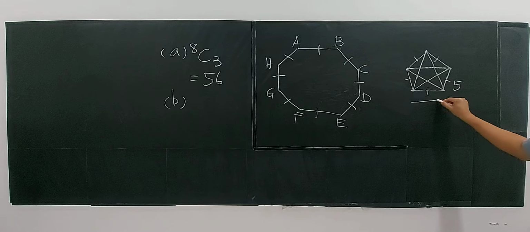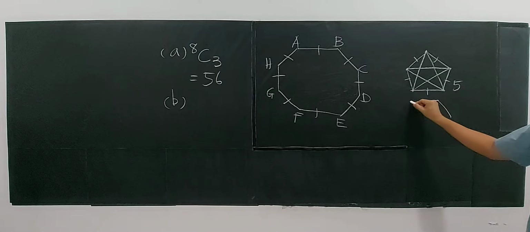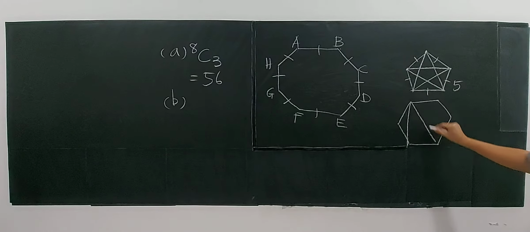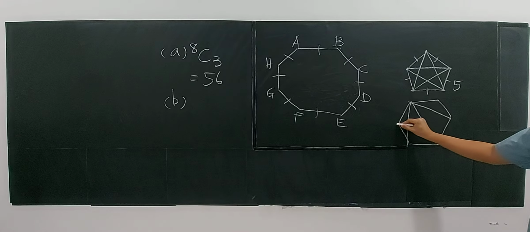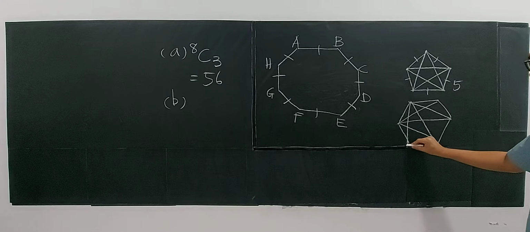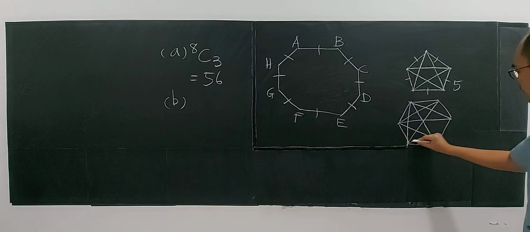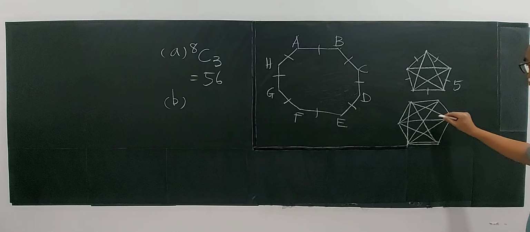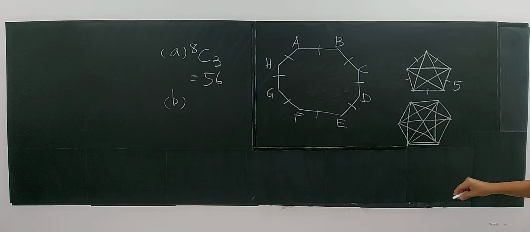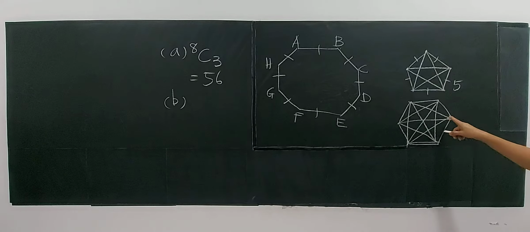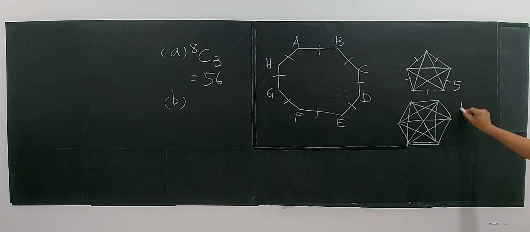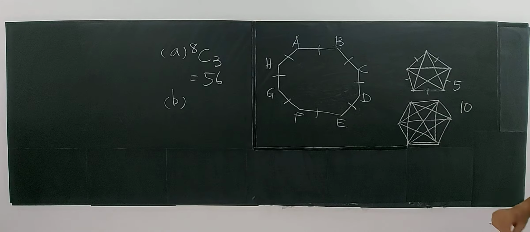Let's say you have a hexagon: 1, 2, 3, 4, 5, 6. How many diagonals? 1, 2, 3, 4, 5, 6, 7, 8, 9, 10. So in total you have 10.